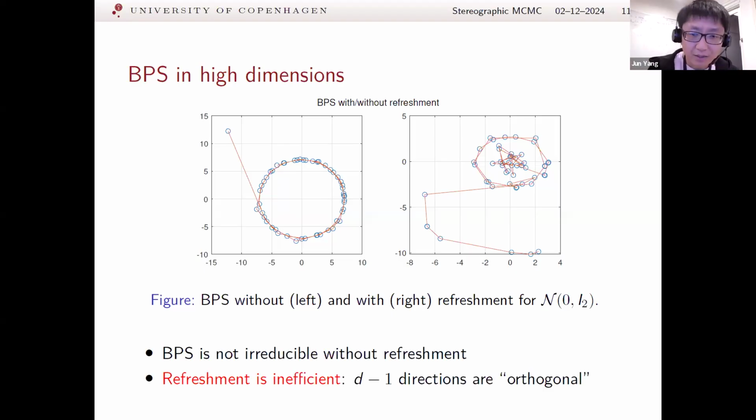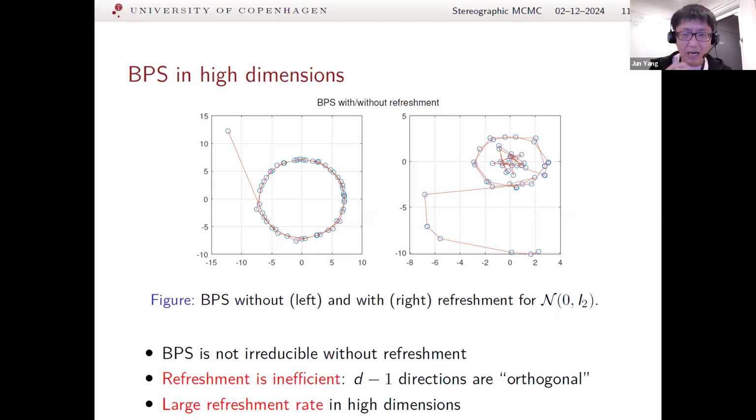So this means the refreshment is very inefficient, in the sense that most of the refreshed direction components are orthogonal to the direction you really want the Markov chain to go. As a result, in high dimension, you may have to simulate a large number of refreshment events in order to make the Markov chain go in the direction you want. However, as I said, the refreshment event does not use the gradient information of your target, so it's a kind of random walk behavior. So you still have the problem. The BPS won't be very efficient in high dimension.